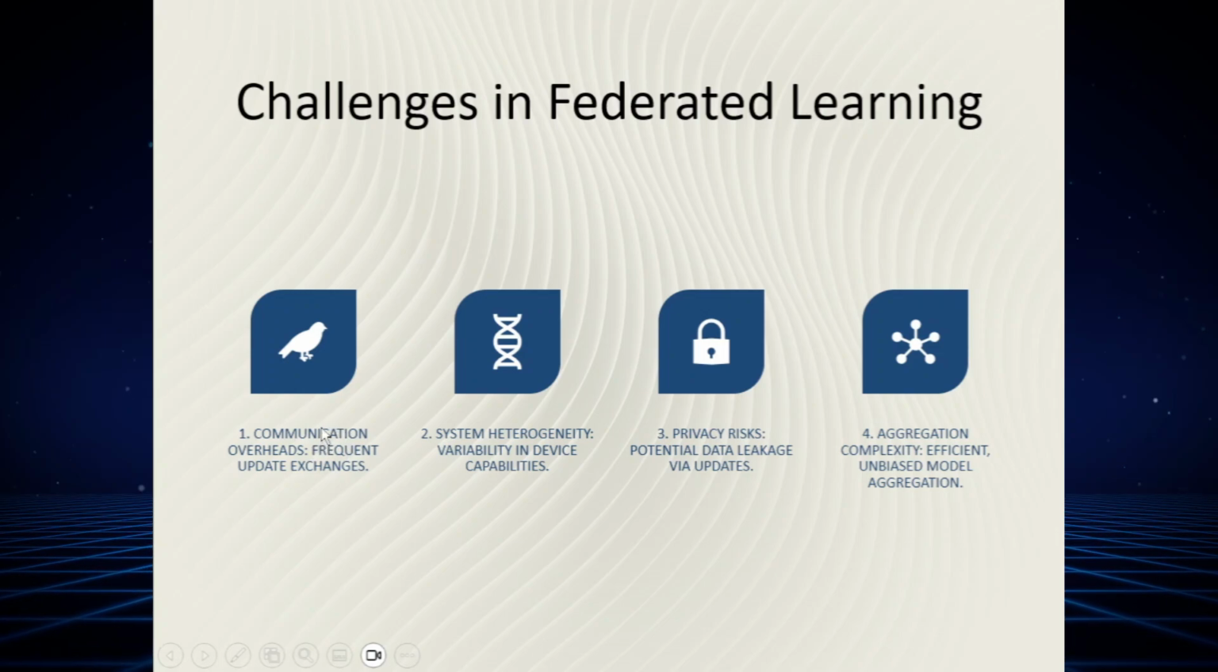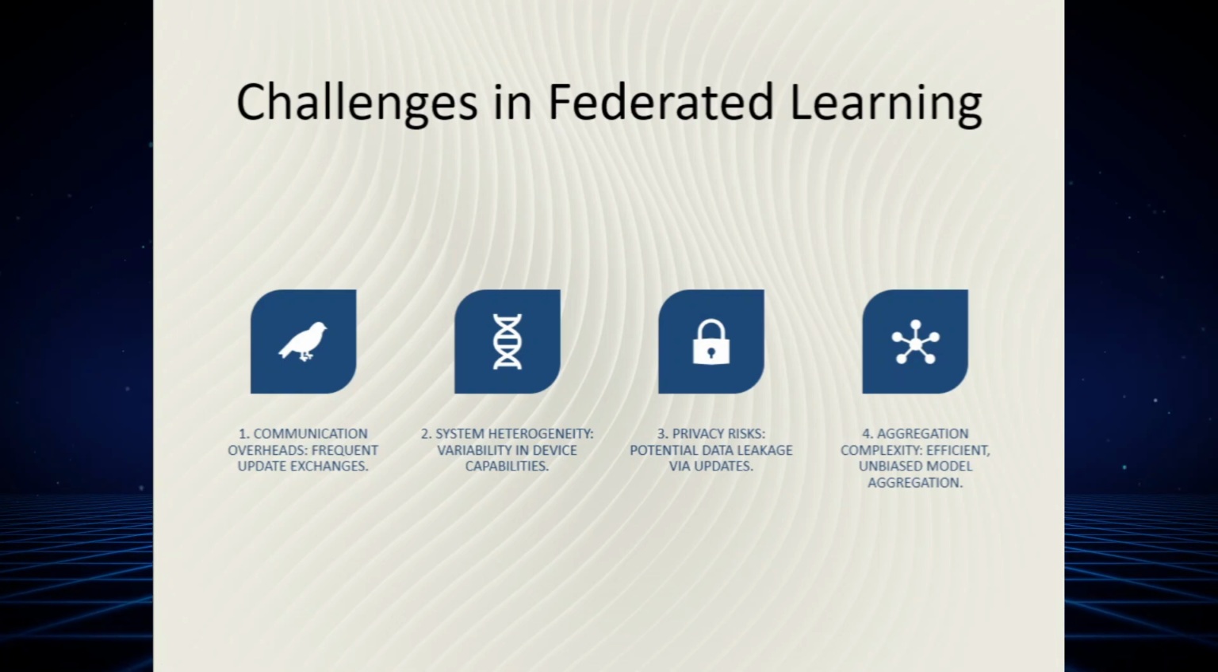Increased power consumption on mobile devices due to constant syncing. Slower training times if the network is weak or congested. Second, system heterogeneity. Devices differ in terms of hardware, software, and battery life, making it hard to coordinate training. Slower devices can delay overall model updates. Inconsistent data quality and availability across different devices.